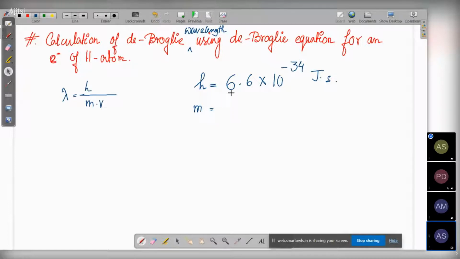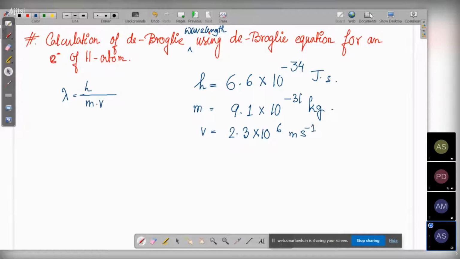This was done in the first class. Mass of electron is 9.1 into 10 to the power of minus 31 kg. And what is the velocity? Velocity is 2.3 into 10 to the power of 6 meter per second.